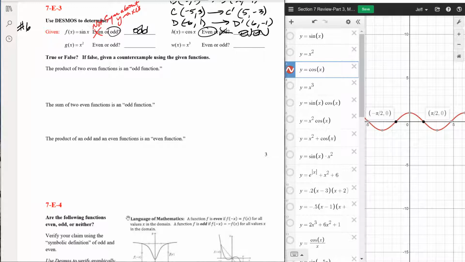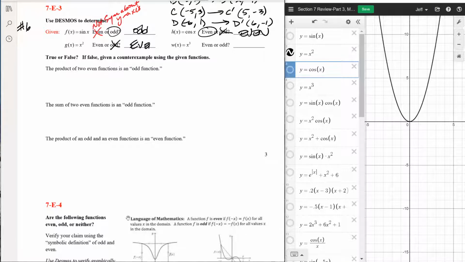Okay. g of x equals x squared, so we need the x squared function. That's your famous parabola. That's even as well because it has y-axis symmetry. And then x cubed.